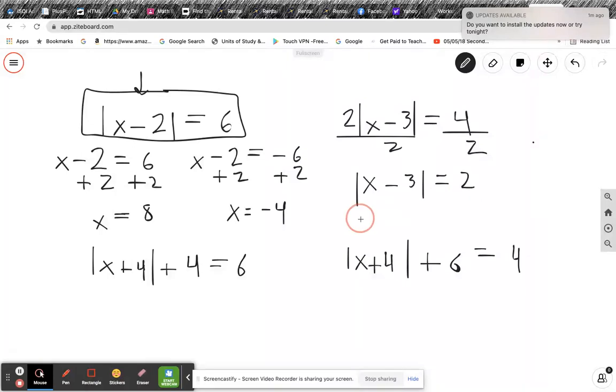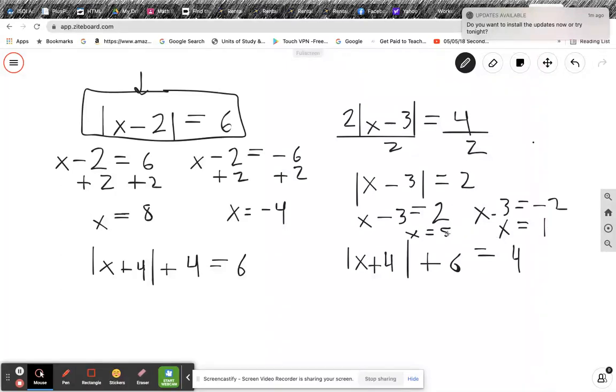And now we can set up our two problems, which is x minus 3 is equal to 2, or x minus 3 is equal to negative 2. And we do the same thing. We add 3 to both sides. We get x equals 5 on this one. We add 3, and we get x equals 1. Remember to use a calculator. All of these operations I'm doing very fast, but you can get them right if you just use a calculator.